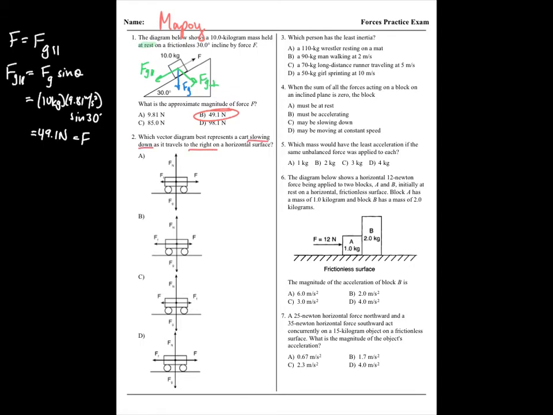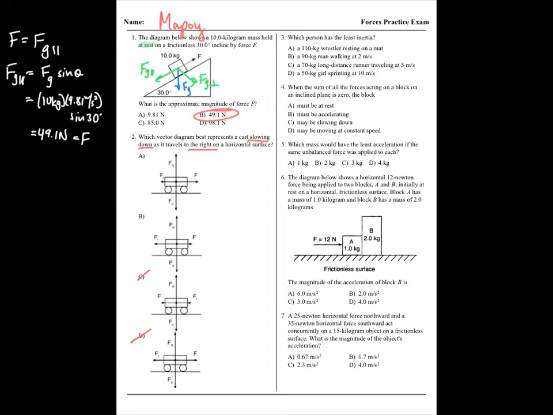That means while it's moving to the right, the left side is going to be bigger. The left arrow should be bigger, causing it to slow down and accelerate to the left while it's moving to the right, causing it to slow down. And if we look at each of our choices, choice C and D show it's in equilibrium, so that's not true. Between A and B, we need to look at the left side.